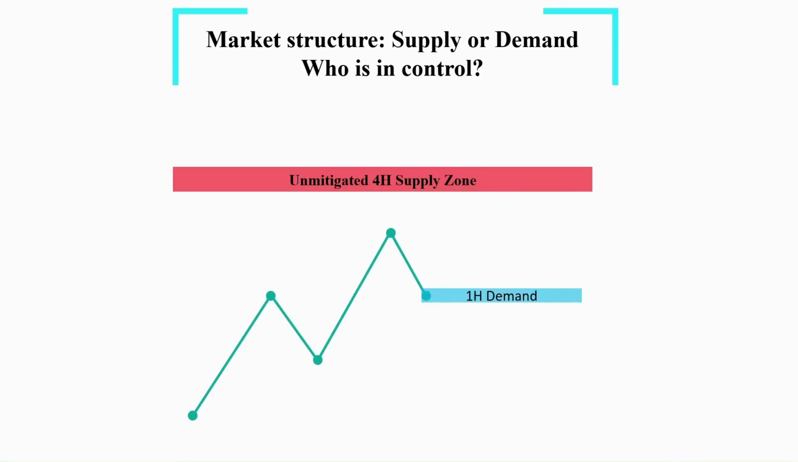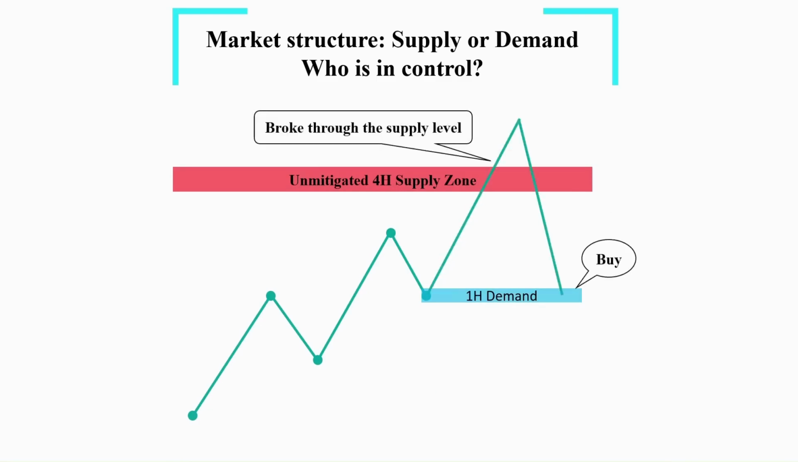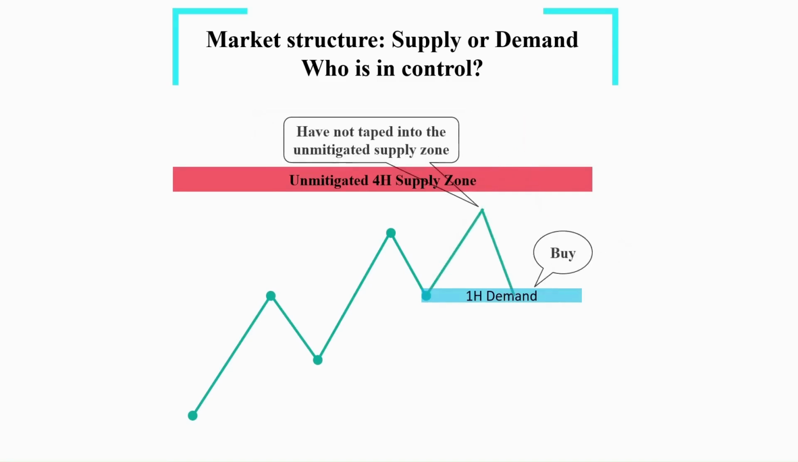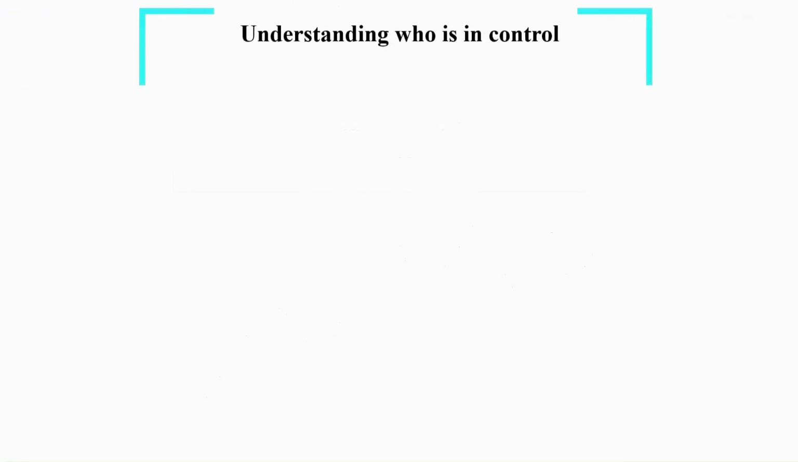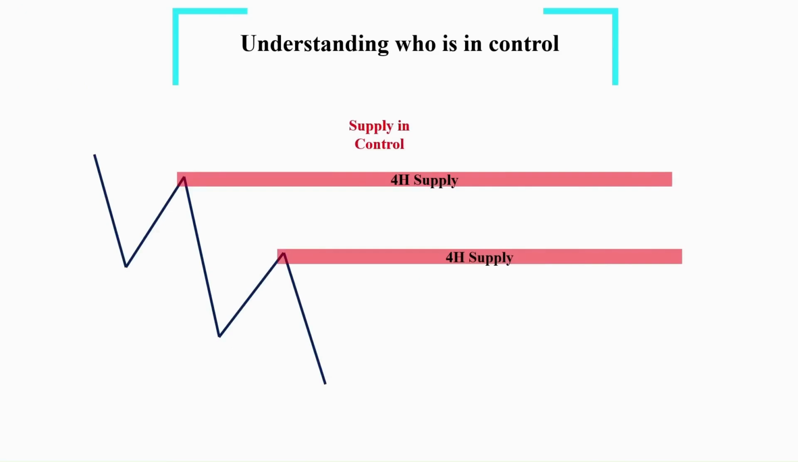In two scenarios, you can use a risk entry. First, the price broke through the supply level, giving us a bullish higher timeframe bias. Second, the price broke the structure but has not reached the unmitigated supply zone yet. Now let's have an example to explain how to establish which side is in control.